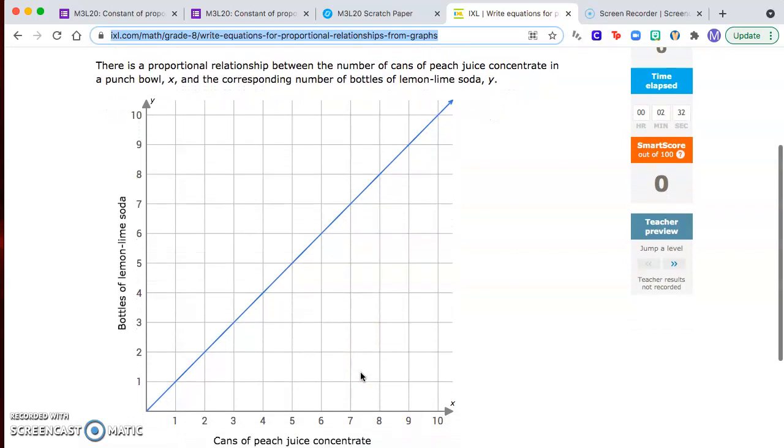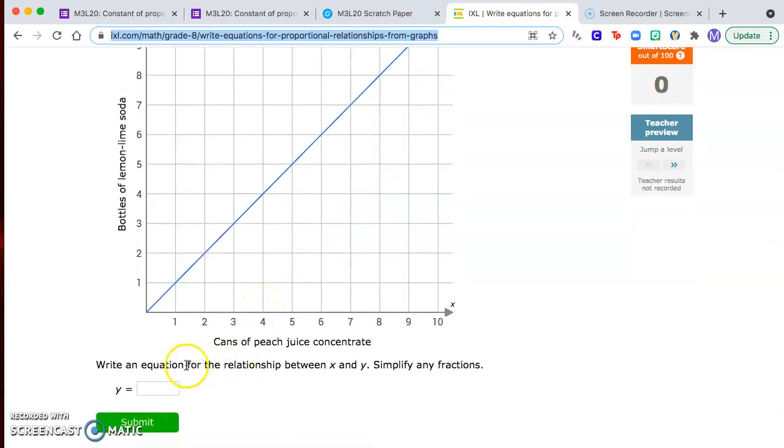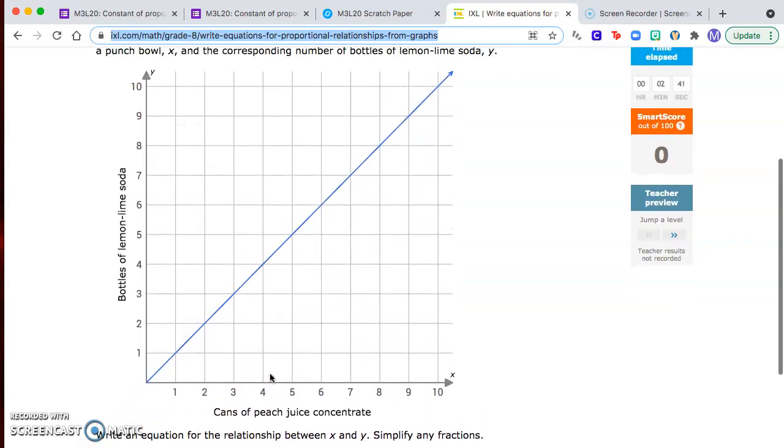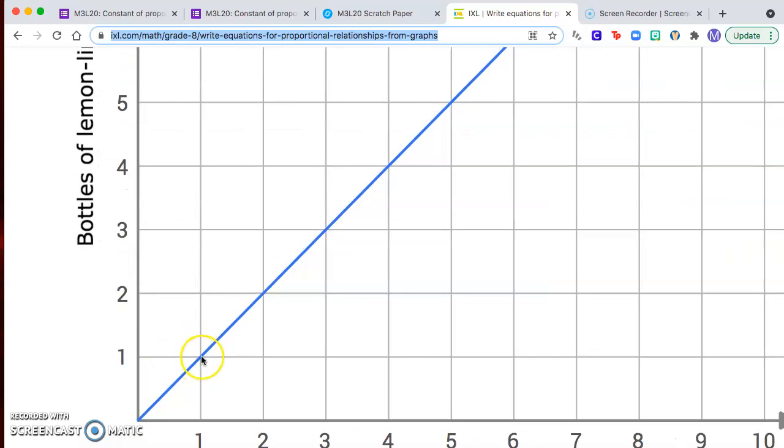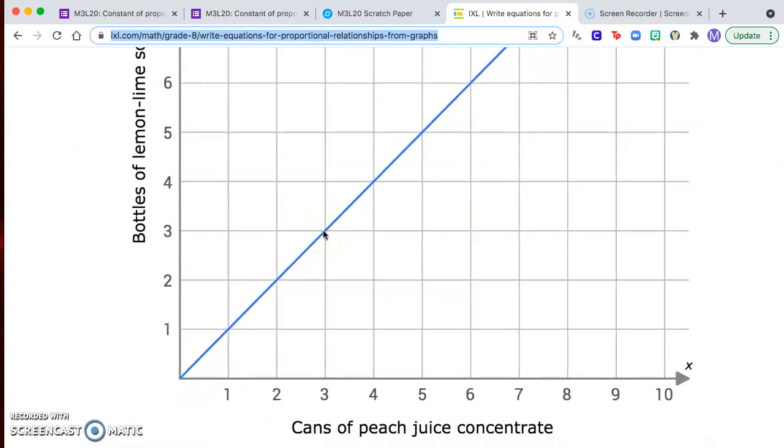Alright, here we're going to click on the assignment below, and this is what we did yesterday in class. It tells you that this is a proportional relationship, and you have to write an equation for the relationship between x and y, and simplify any fractions. The first thing you have to do is find a point on the line, and the points are where the line hits the corner of the square.